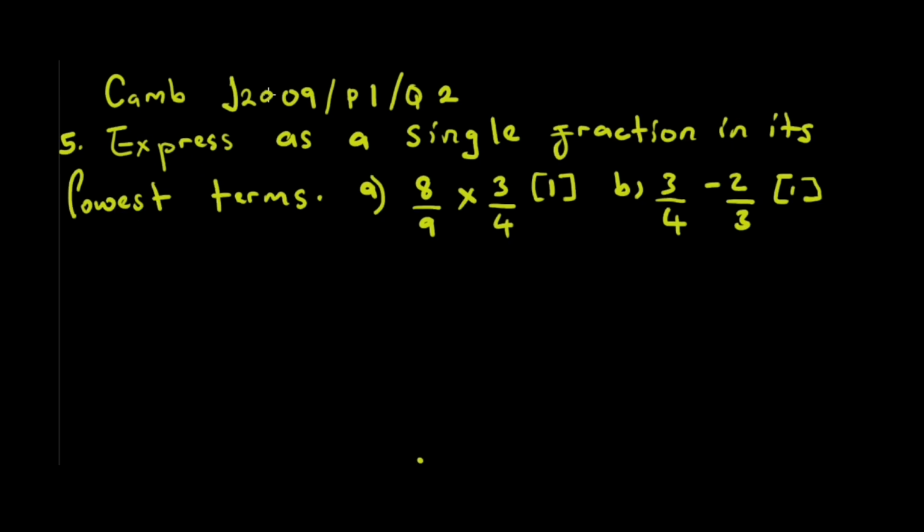Question number 5, Cambridge 2009, paper 1, iri kuti express as a single fraction. Some instructions aya adzoka as a single fraction, kureva kuti panapa pasi kudiwa a mixed number. Zvazvongoreva in its lowest terms. A 8 over 9 times 3 over 4.